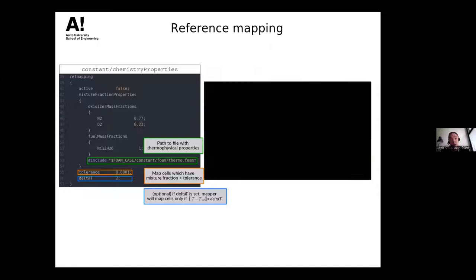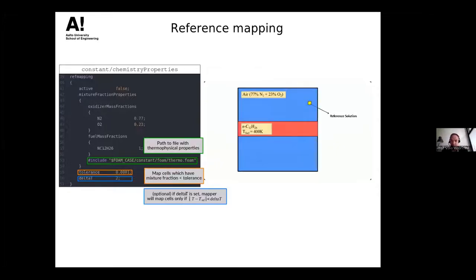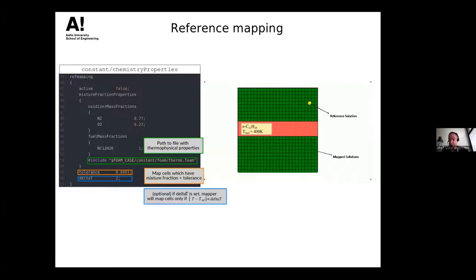And this certainly becomes more relevant if you have a dual fuel mixture. So the oxidizer is not only air, but it's, for example, methane and air, or methanol and air. So in multi-fuel problems, this becomes a very essential feature, to have the reference mapper.